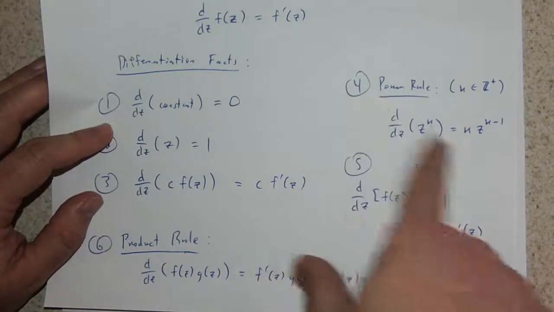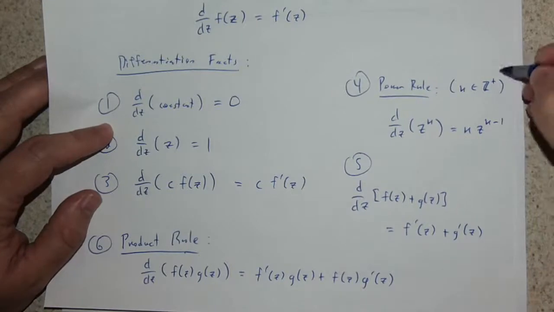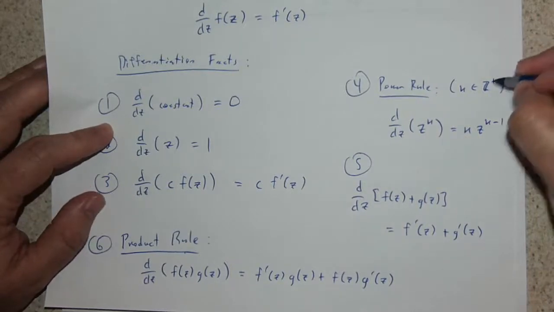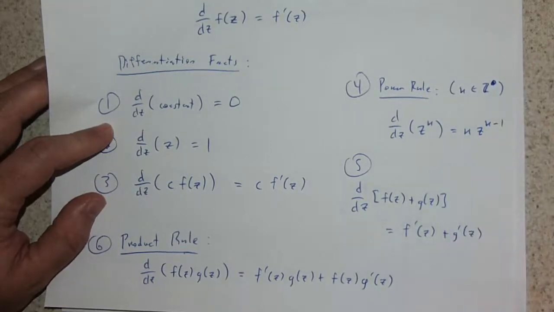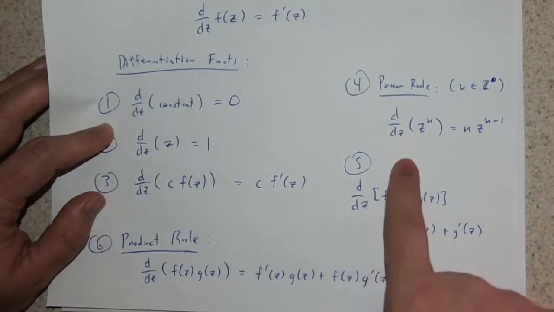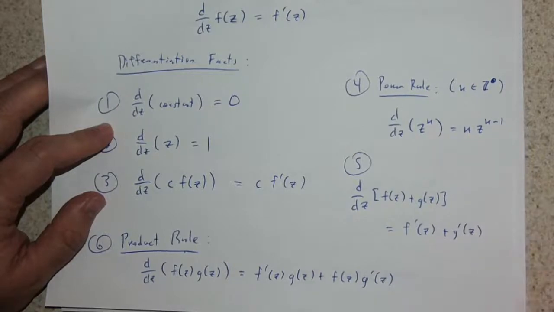We have the familiar power rule. Okay, and this is true actually. I wrote it here for n being a positive integer, but of course this is actually true when n is an integer just as well. And so the derivative of z to the n is n times z to the n minus 1. So you're used to that.